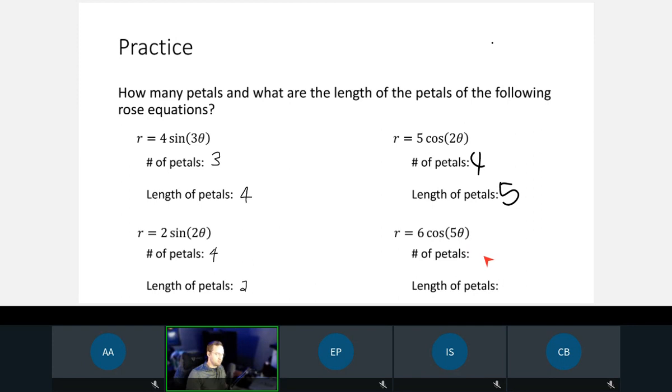Number of petals. So I'm going to go on number of petals. This is going to be 5 and length is 6. So yeah, all looks good. You know, worst case scenario, you just go to Desmos and type it in and hit enter, and you can graph it out and see what it looks like, right?